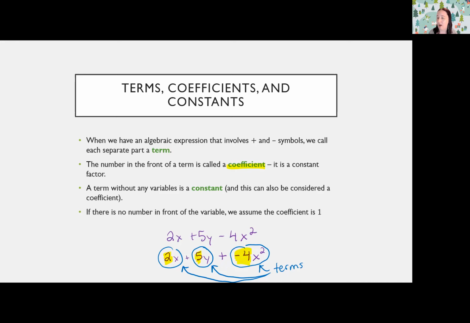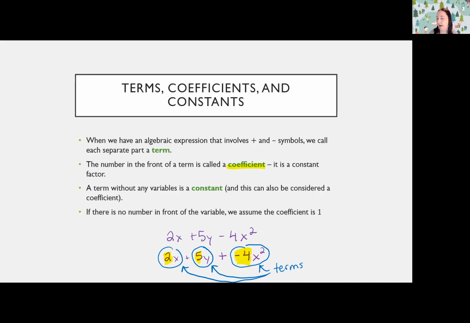And it is also a constant factor. It's a factor because these are actually multiplied together. 2x means 2 times x. So it's called a coefficient when it's specifically in front of the variable, but it's also a constant because it's a number, and it's a factor because they're multiplied.